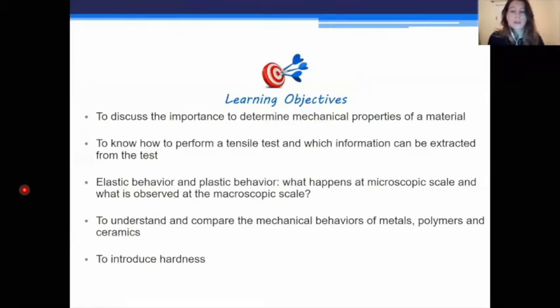We are going to describe the elastic behavior and plastic behavior and understand what happens at microscopic scale and what is observed at the macroscopic scale. And then we will understand and compare the mechanical behaviors of metals, ceramics, and polymers. And finally, we will introduce hardness.